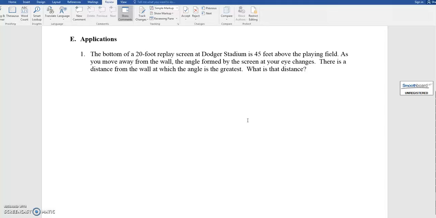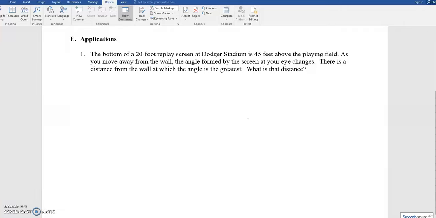This says that we want to try to apply this inverse trig idea a little bit. It says the bottom of a 20-foot replay screen at Dodger Stadium is 45 feet above the playing field. As you move away from the wall, the angle formed by the screen at your eye changes. There's a distance from the wall at which the angle is the greatest, which basically means the screen looks the biggest. What is that distance?